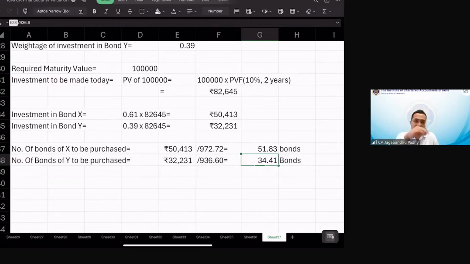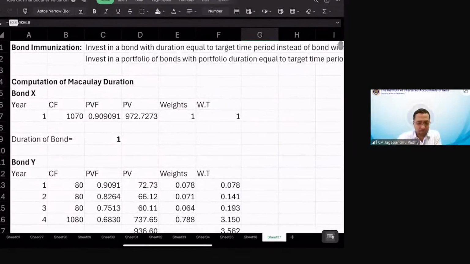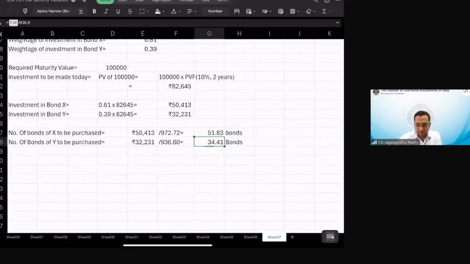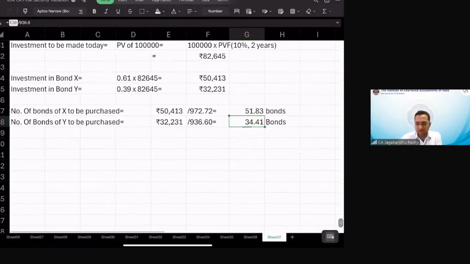Now, how is this bond immunization strategy working for us to have that fixed value? I haven't yet demonstrated to you that when you invest in these many bonds of X and Y, your portfolio is immunized, that whatever be the change in the rate of interest, your portfolio is going to give you the exact value of 1 lakh rupees that you want.